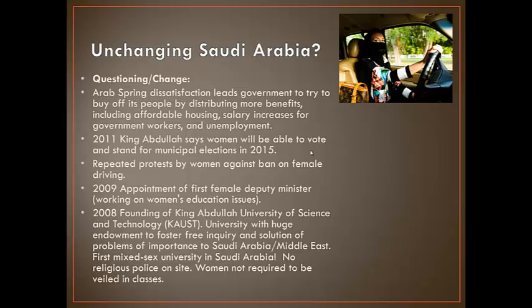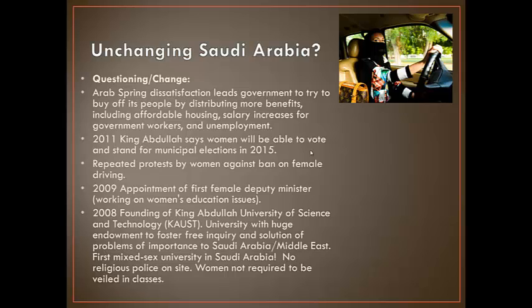Now, Saudi Arabia has been changing a great deal in recent years. We might think of it as unchanging, where women can't drive, and the country lives back in the 700s, but that's not the case. The Arab Spring led Saudis themselves to press for change, and so the government, in order to foreclose any revolutionary change, started to distribute more benefits and make some changes. One change in the last few years is that women will be able to vote and stand for municipal elections in 2015.